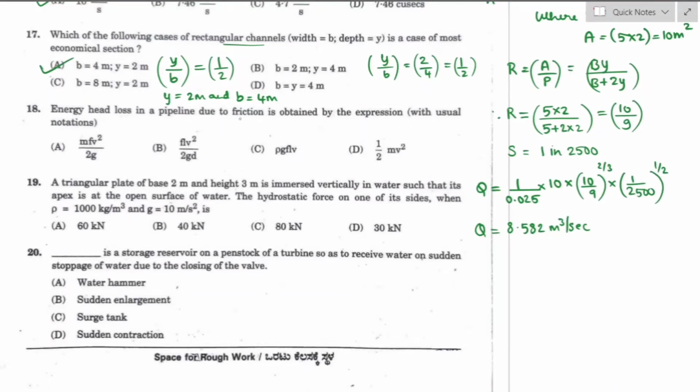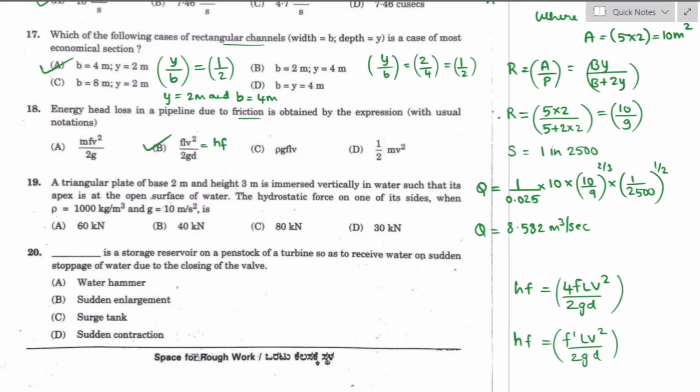Question number 18. Energy head loss in a pipeline due to friction is obtained by the expression with usual notation. We know that according to Darcy-Weisbach equation, for a loss of head due to friction, head loss will be 4FLV square divided by 2GD. Rewriting the value of 4F as F dash, where F dash is the coefficient of friction, head loss will be F dash LV square divided by 2GD. L is the length of the pipeline, V is the velocity of the flow in meter per second, G is the acceleration due to gravity, and D is the diameter of the pipe in meters. So the right answer will be option B, FLV square by 2GD.